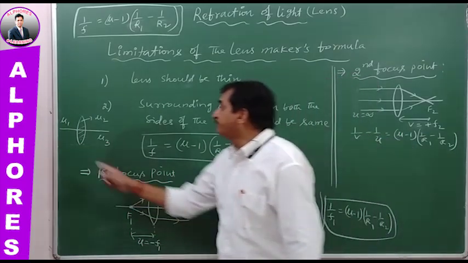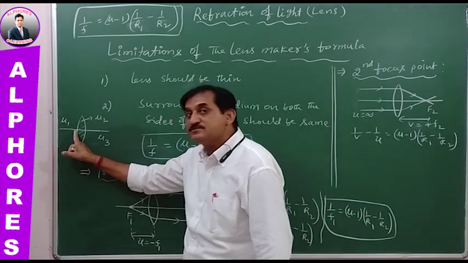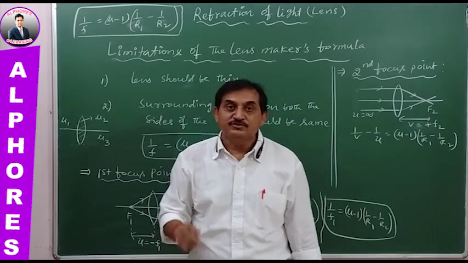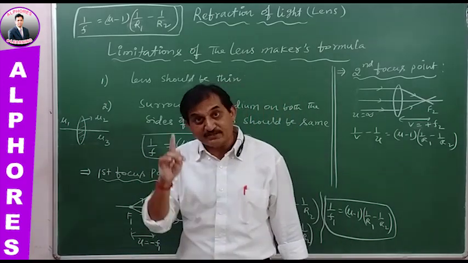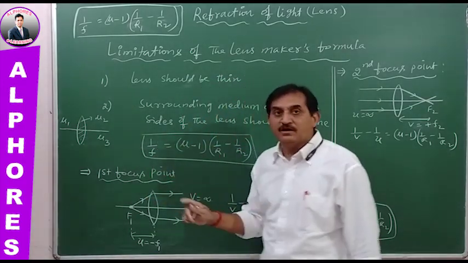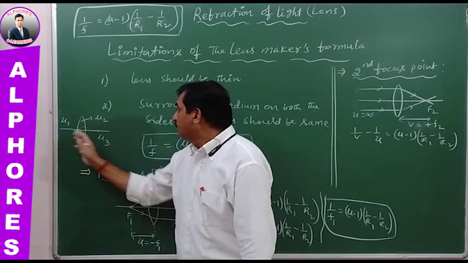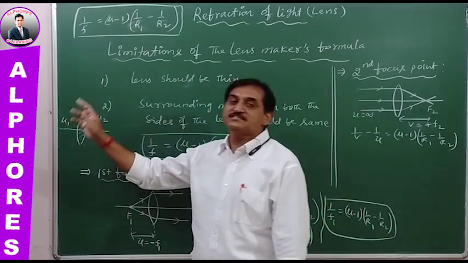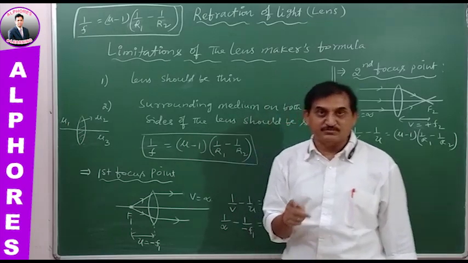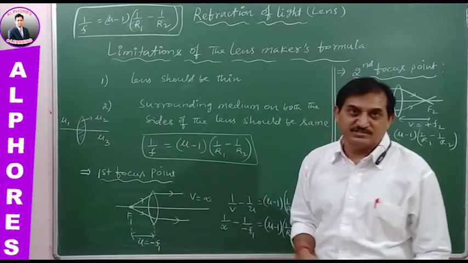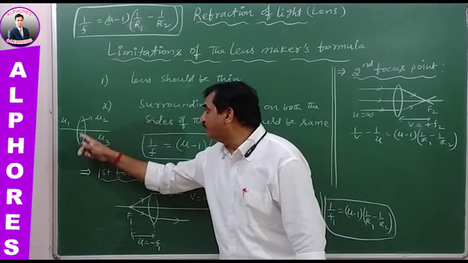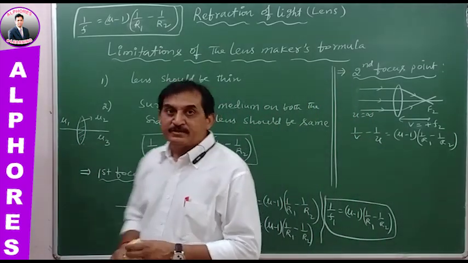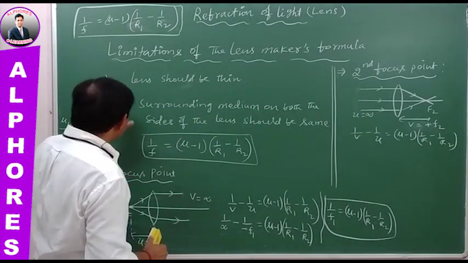We use the refraction formula at the first refracting surface and the refraction formula at the second refracting surface and solve them, and you will get the answer. Whenever a question is asked with three different media, mu1 on one side, mu3 on the other side, and the lens material with refractive index mu2, under these circumstances we should use the refraction formula for the two refracting surfaces and solve them, so we will get the proper answer. Okay? So, these are the limitations of the lens maker's formula.